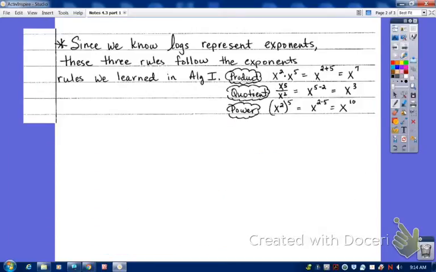And if these rules seem similar or familiar at all, it's because logs are equal to exponents. And that's what I wrote down for you. Since we know logs are really exponents, then these rules that we just went over are the same as our exponent rules. When we multiply like bases, we add exponents. When we divide like bases, we subtract exponents. And when we raise a power to a power, we multiply. So you can connect the three rules for logs back to what we know about exponents, because logs are exponents.